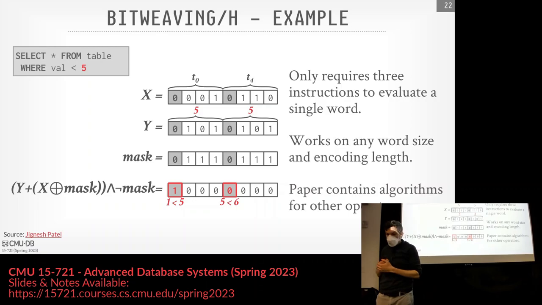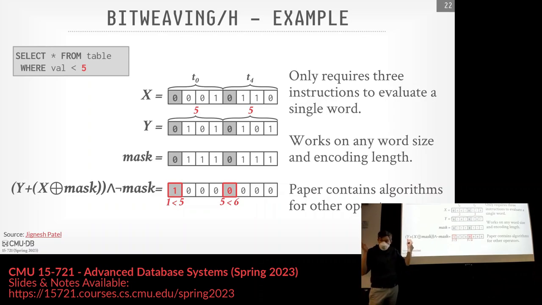What's really cool about this is that it only requires 3 instructions to evaluate a single word. It works with any word size. As I said, these are 8-bit words, but you can go larger. All these different formulas are defined in the paper. They actually didn't invent these; Leslie Lamport invented them back in the 1970s to do these bitwise comparisons. Nothing I'm showing here is actually SIMD. You can use regular SISD instructions, but you still get the parallelism because you pack things to fit in a single word. So this is pretty cool.